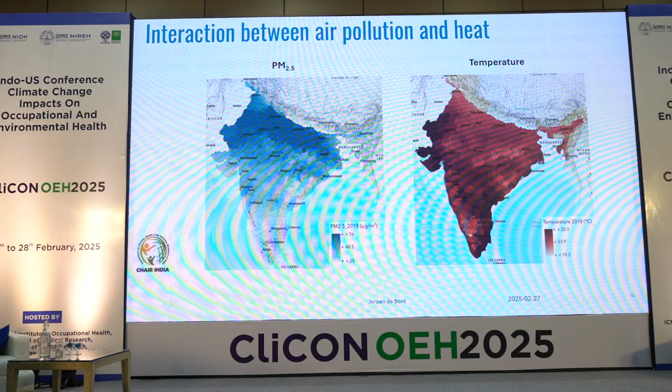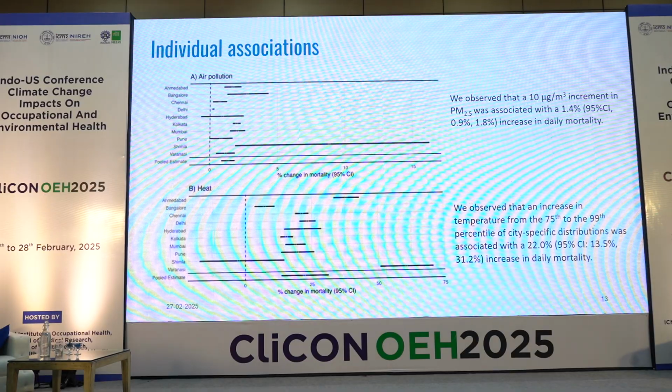Now, how do we look at the interaction between air pollution and temperature? This is the map of air pollution, and that's a map of temperature. It doesn't give you too much because it looks highly homogeneous in terms of air pollution and temperature, except for the southern states where air pollution appears to be lower. So when you look at it, you look at individual association.